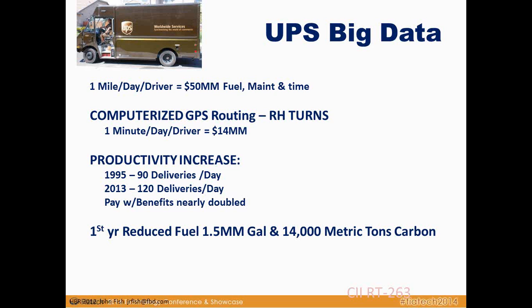That's phenomenal. Productivity increase since they started this, 1995, 90 deliveries. 2013, 120 deliveries a day. And that's without doing much different other than designing the routes and using a little bit smarter computer technology. First year reduced 1.5 million gallons and 14,000 metric tons of carbon dioxide pollution. So there's just one example of what one company is doing or can do by rethinking and looking at the work processes and wringing out the waste. All right, next slide.